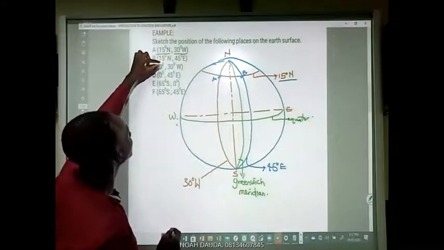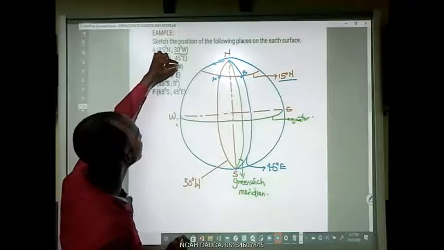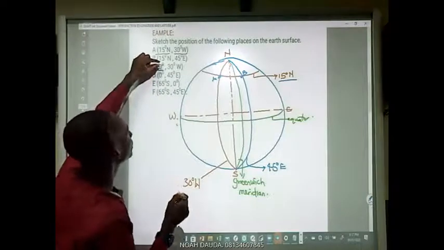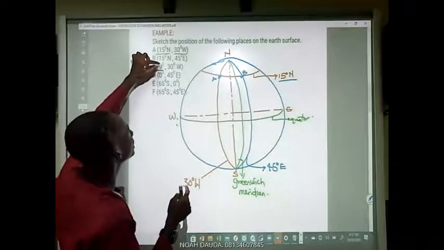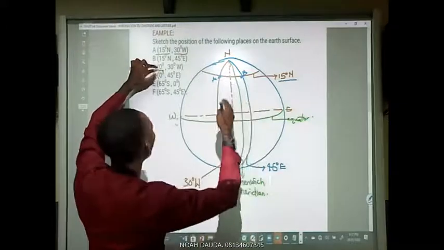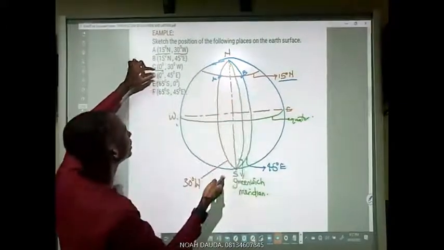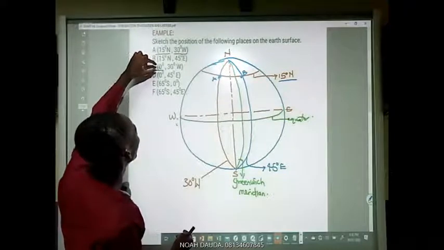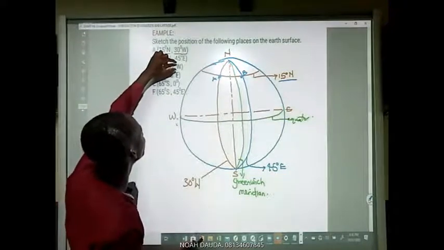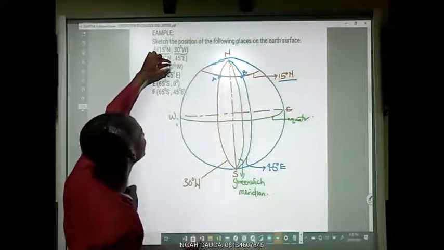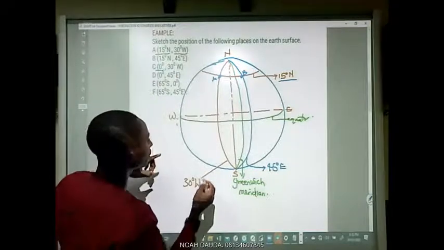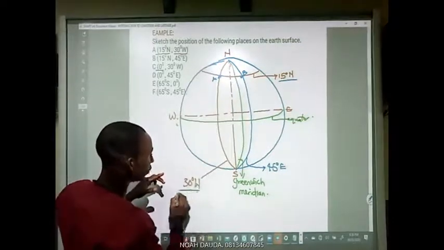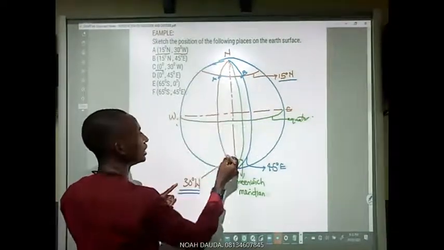C has 0 degrees and 30 degrees west. You need to be very careful of 0 degrees. You don't know if this 0 degree is for the equator or the Greenwich meridian. Then how would you get to know that? Leave your 0 degree alone, then move on to the one that has a direction, which is 30 degrees west. When you look, your 30 degrees west has been drawn already. This is my 30 degrees west, so I don't need to draw that again.